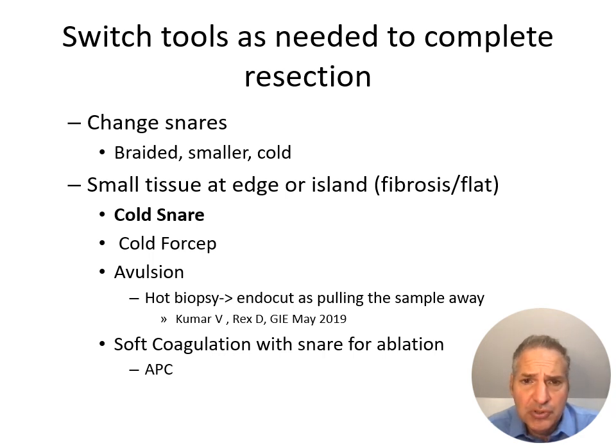As there's smaller and smaller areas left, or some areas that may have fibrosis or that are very flat, changing tools can be very helpful. Moving towards a cold snare, like we talked about, after using a hot snare can be helpful. Jumbo biopsies can then be very helpful if the cold snare can't grab the tissue. And then I find soft coagulation with the snare tip, like you saw, to be very helpful for additional small areas at the base or at the edges.